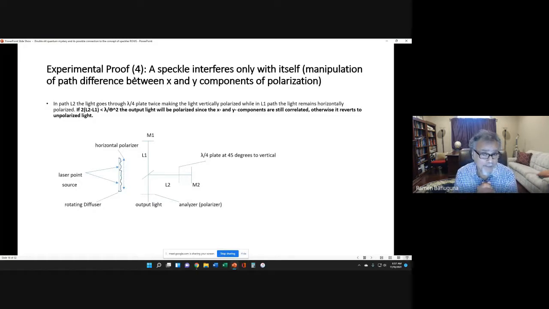Why is there no problem there? Because a quarter wave plate introduces only a quarter wavelength path difference between the X and Y components. And that is usually less than the longitudinal speckle size. And there is no problem there.